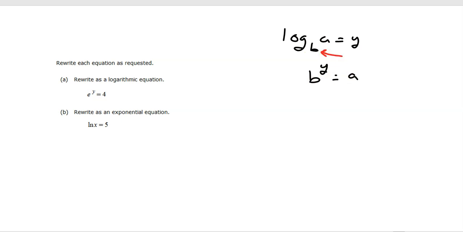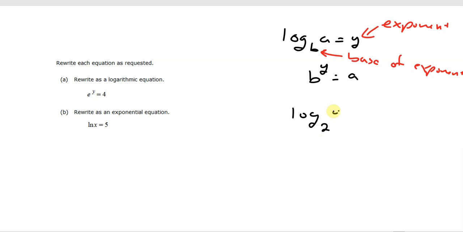This is the base of the exponent. This is the exponent, and the other number is just what it's equal to. So by definition, if we have log base 2 of 8, this is going to equal 3, because 2 to the third is equal to 8.